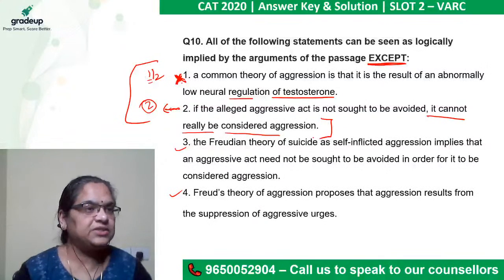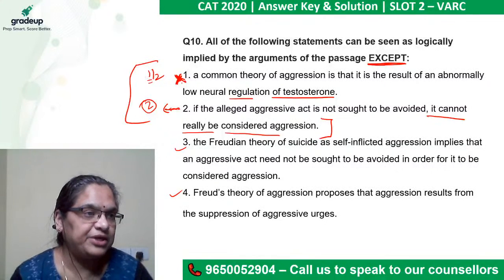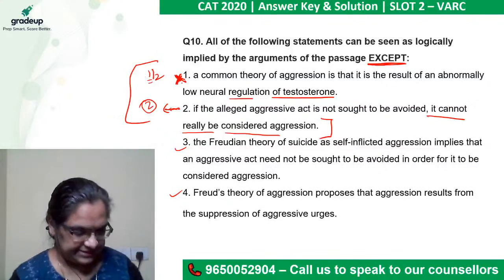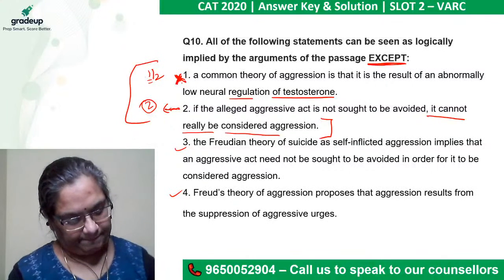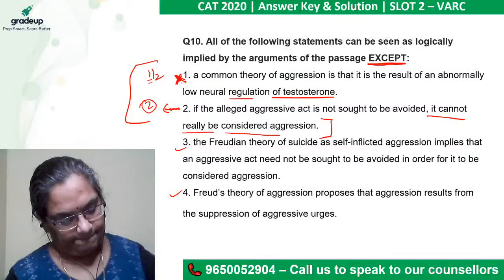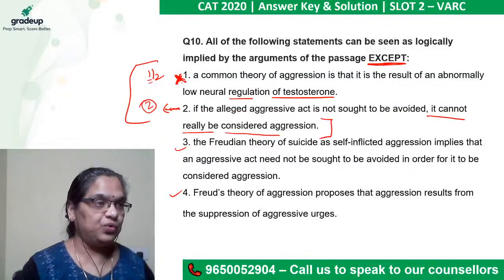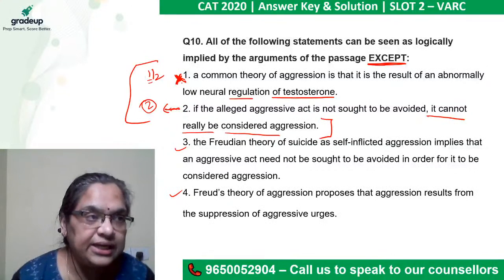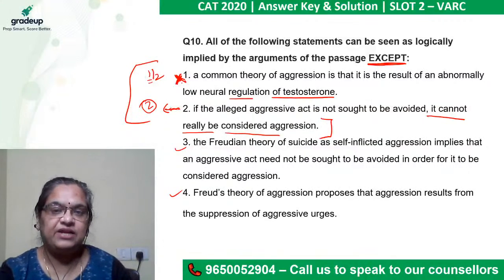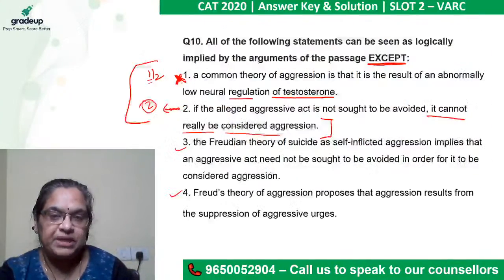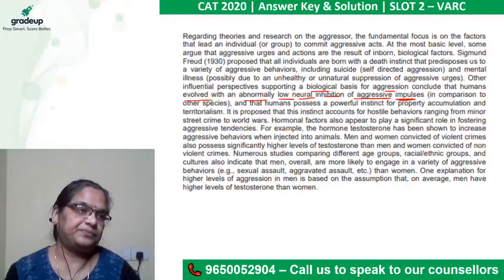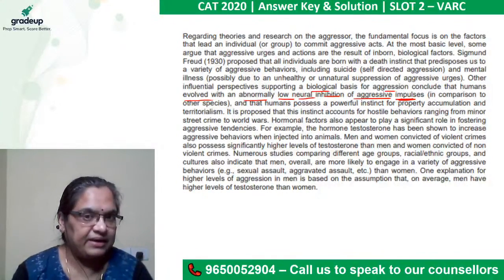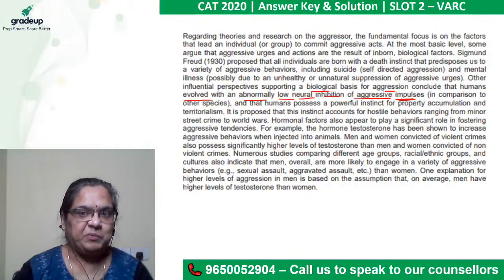Okay, these were my doubts, like where has 2 been mentioned? Can you infer 2 from the passage? Let me just write. Any of you, can 2 be inferred? Which line in the passage says that if you don't seek to avoid an aggressive impulse, it should not be considered aggression? It obviously is in the second paragraph. Okay, try to find those lines for me.